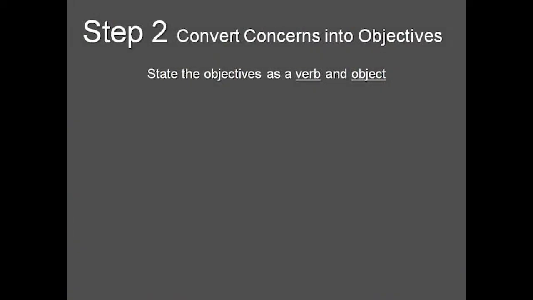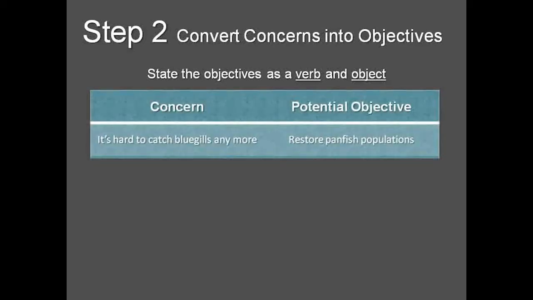Step two is converting those concerns into objectives. Objectives can be stated as a verb with an object. For instance, the concern might be it's hard to catch bluegills anymore. Well, that's not clear what the objective is, right? It's a concern at this point, a statement of an issue, something you care about. The potential objective might be to restore panfish populations, perhaps. Or somebody might write a different objective that corresponds to that concern, but I'm just saying it's restore panfish populations.